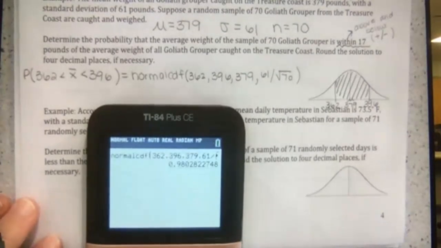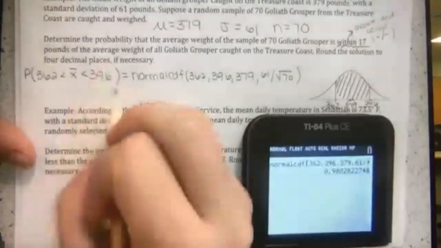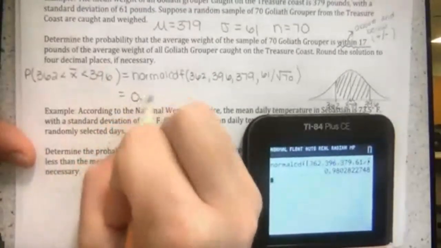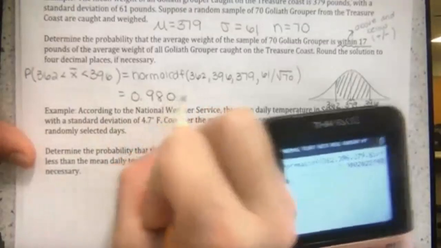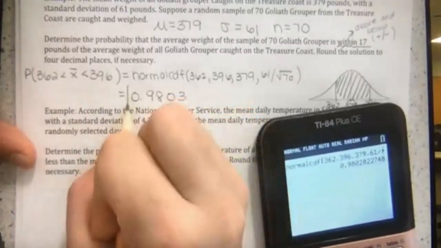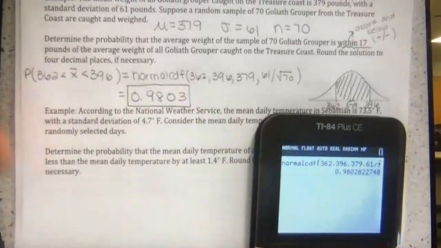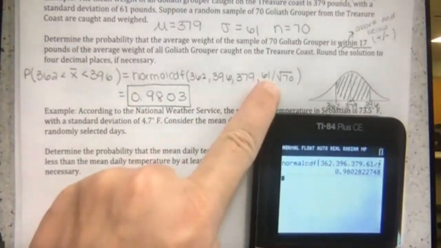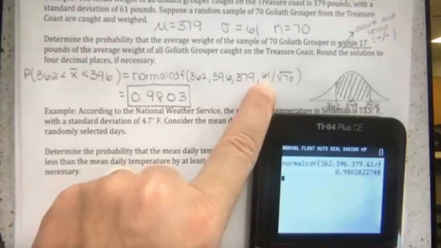Pressing paste, pressing enter, boom, there's our answer. So our probability is 0.9803. So the same exact thing as chapter 6, just because we're talking about a sample, we have to take that extra step and say our standard deviation divided by the square root of n.